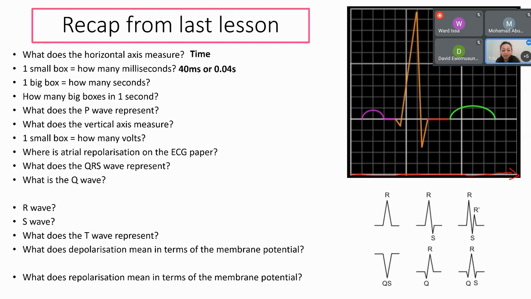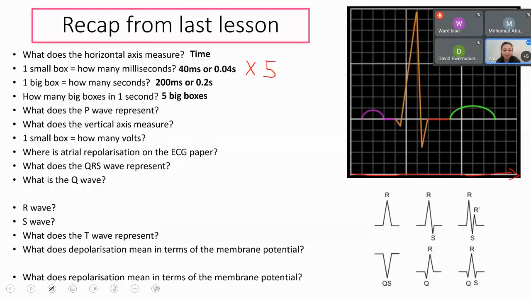So one big box then is how many seconds? 0.2. So it's essentially just timesing that by 5, right? So we got 0.2 seconds or 200 milliseconds. How many big boxes in 1 second? Five. Okay. I hope everyone's following because you need this knowledge for today.